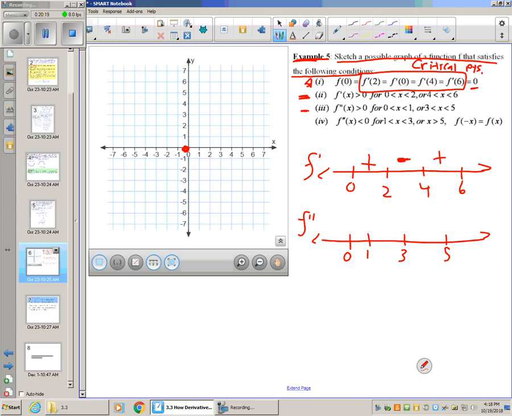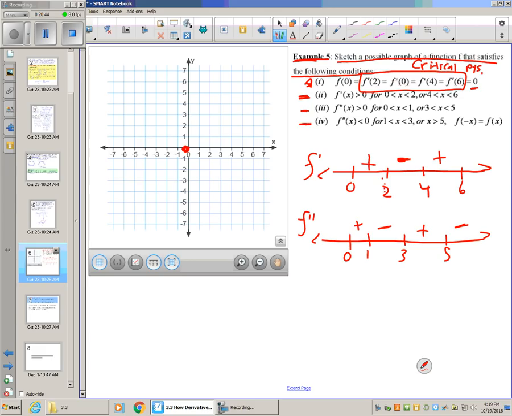Okay, so let's write down what it says. F double prime is greater than 0 between 0 and 1. So that means we have a positive value here between 0 and 1. Or one between 3 and 5. And then the last bullet point says that it's less than 0 when between 1 and 3, so that's negative, and when greater than 5.